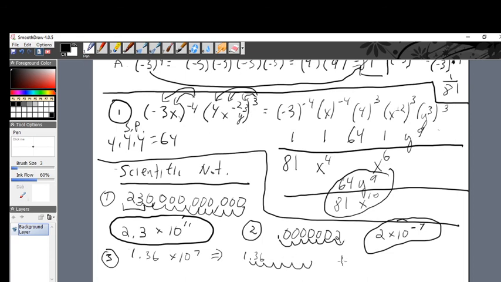So this becomes 136. How many zeros do I put in? 1, 2, 3, 4, 5. And that's how you turn it into a regular number. So you have a total of 5 zeros to the right of the 136. So here's 1,000. It's going to be 13,600,000.